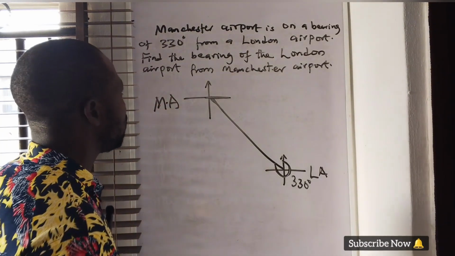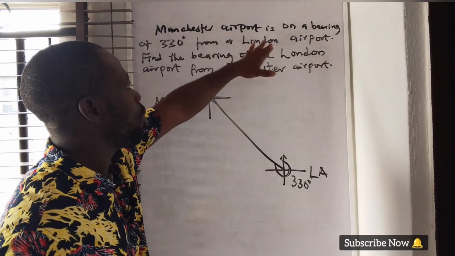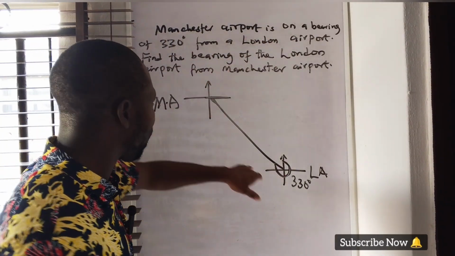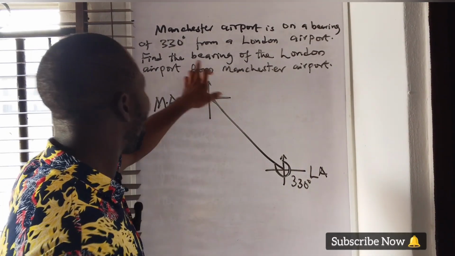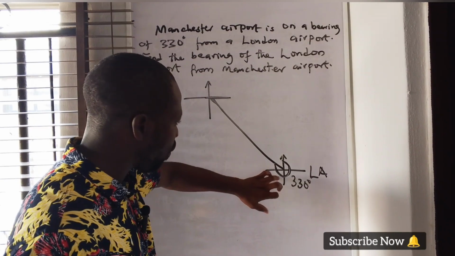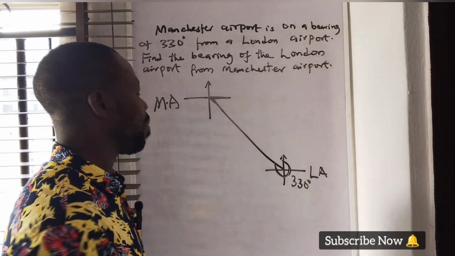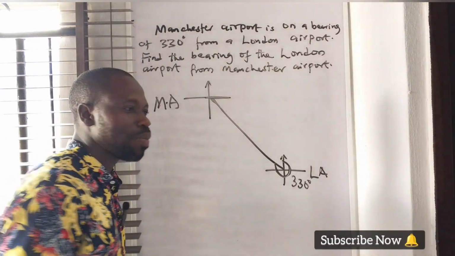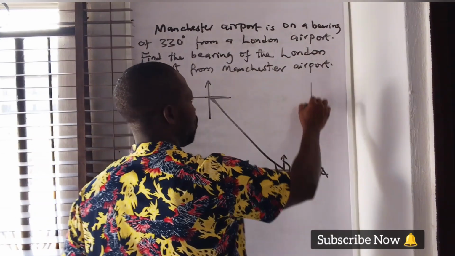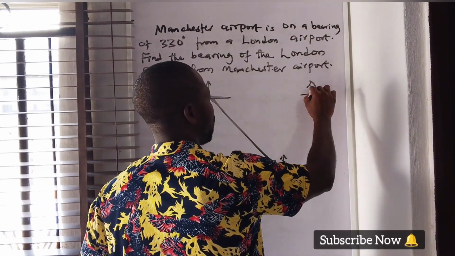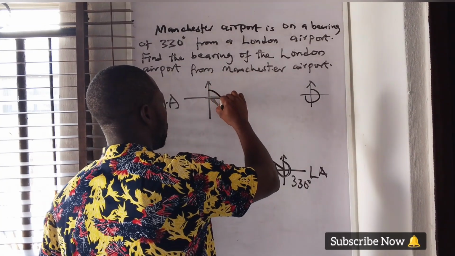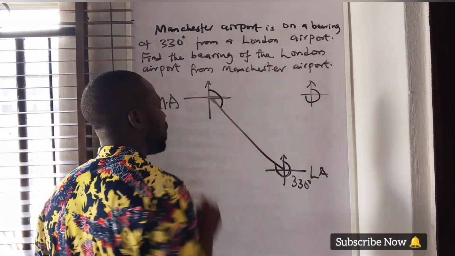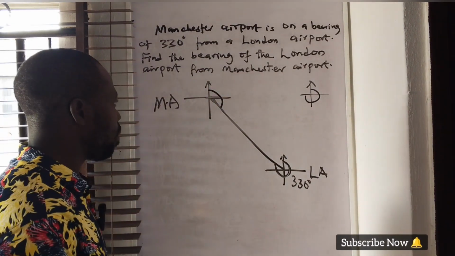So the question tells us that Manchester Airport is on a bearing of 330 from London Airport. Now we have to find the bearing of London Airport from Manchester Airport. Like we have explained, under bearing, you are going to be turning from the north in a clockwise direction until you get to the point. So if you are turning from the north in a clockwise direction until you get to this place, that's our bearing of London Airport from Manchester Airport.